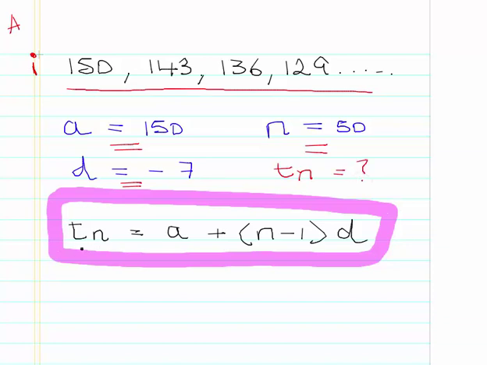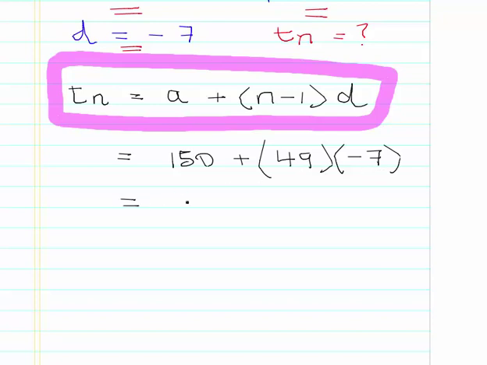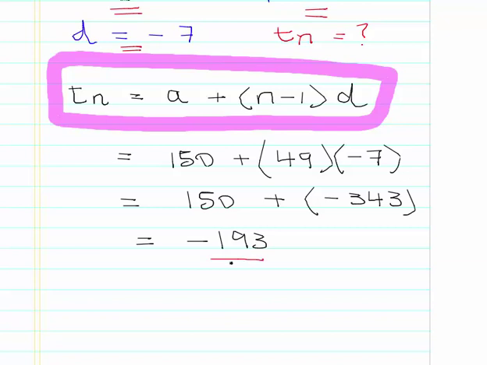So we use this expression here. This is the formula that we would use. The nth term, Tn, is equal to A plus n minus 1 times D. This is really straightforward. Using the calculator, we have 150 plus n minus 1, which is 49, times D, which is minus 7. So we multiply 49 by minus 7 and we get minus 343, and therefore our answer works out to be minus 193. So that's the answer to the first part of part A.